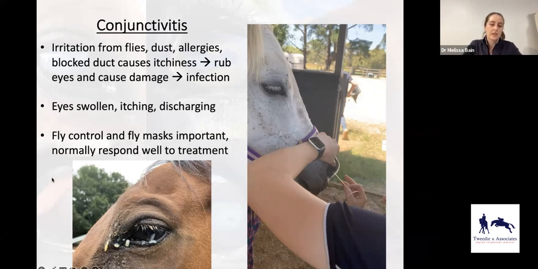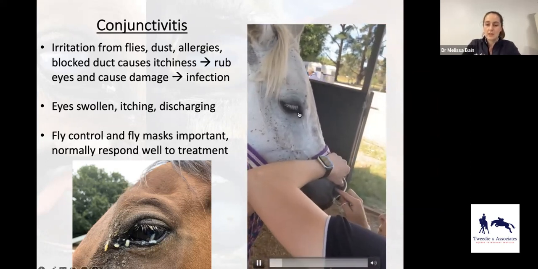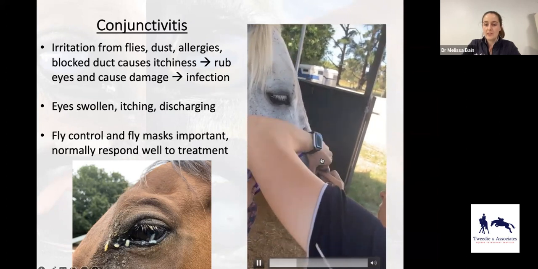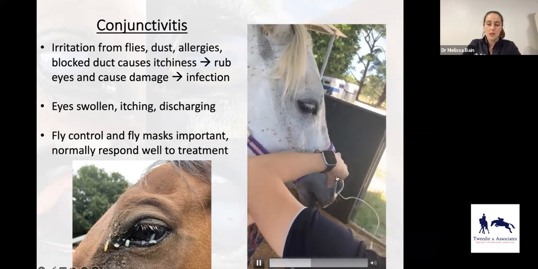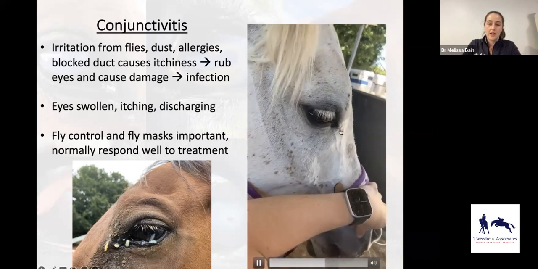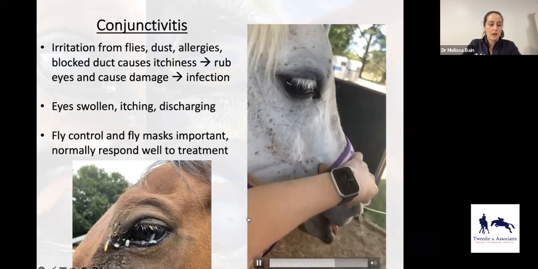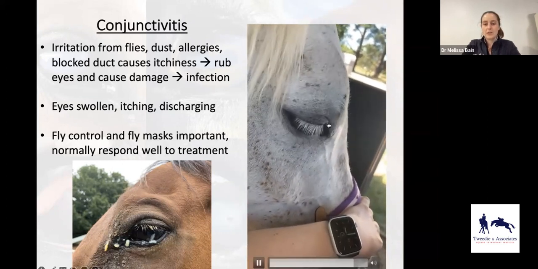The take-home message for this one is that fly control and fly masks are really important, particularly in summer and autumn with that dusty, dry weather we've been having. We had quite a lot of conjunctivitis, and using fly masks can also help prevent the spread. Sometimes the treatment for this involves flushing the nasolacrimal duct, which is a duct that runs from the eye all the way down the face into a little opening in the nostril. And what we can do is use saline and actually flush that eye. And there we go. So that's good.